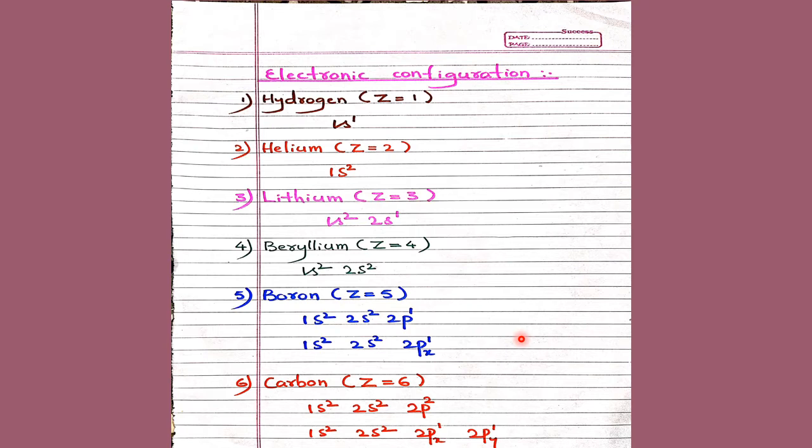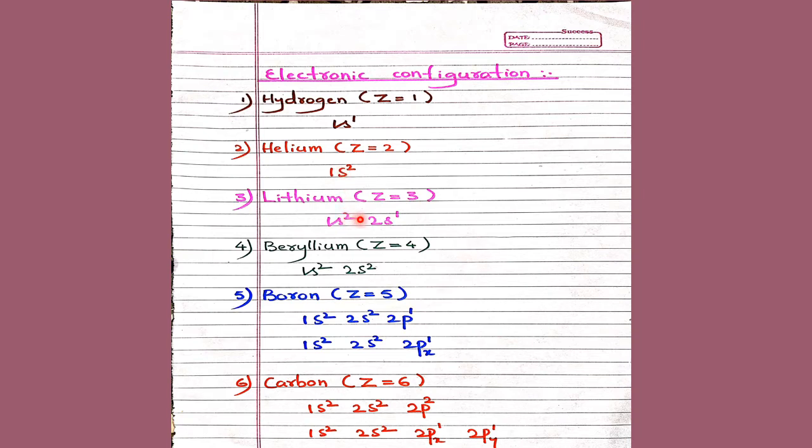Let us start with the first element, hydrogen, atomic number 1. Only one electron has to go to 1s1, because 1s is the lowest energy atomic orbital according to the Aufbau principle. So please be ready with the Aufbau principle so that you will understand today's topic of discussion. Second, helium, atomic number 2. Two electrons will go to the 1s, because the capacity of each atomic orbital is 2 with opposite spin. So one is spin up, one is spin down.